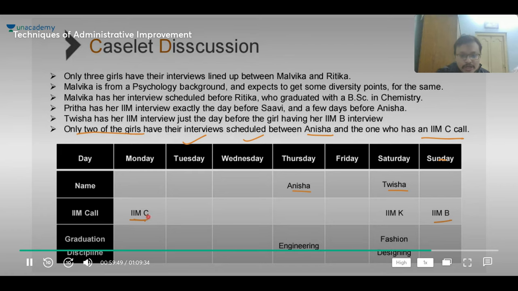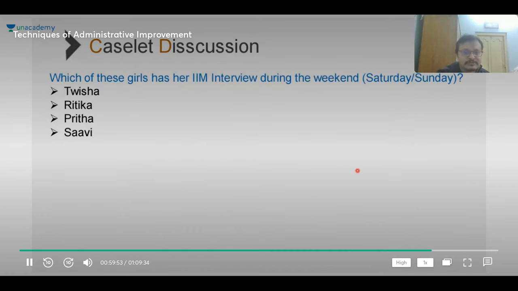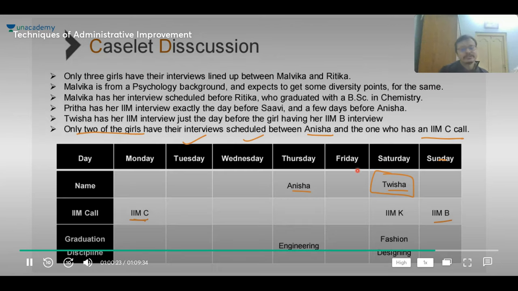Now, the moment you've got Twisha on Saturday, remember, there was a direct question which says, which of these girls have an interview during the weekend, Saturday or Sunday? The answer is easy to give, that is Twisha, because Twisha is the one on Saturday. But what is more important are the wrong answers. Preeta is not the answer, Savi is not the answer, and since Twisha is the answer, Ritika must also be an incorrect answer, which means Ritika's interview did not happen on Saturday nor on Sunday. So Ritika's only possibility is Friday. In that case, Vaishnavi will slot in to Sunday.